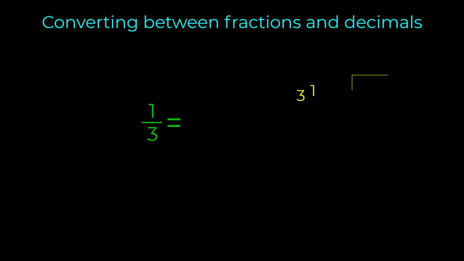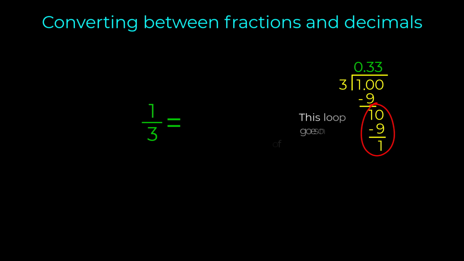Again, we do the long division. 3 goes into 1 0 times. Put in a decimal point and add a 0. 3 goes into 10 3 times. 3 times 3 is 9. 10 minus 9 is 1. Add a 0. 3 goes into 10 3 times. 3 times 3 is 9. 10 minus 9 is 1. In this case, we find ourselves in a long division loop which goes on forever.